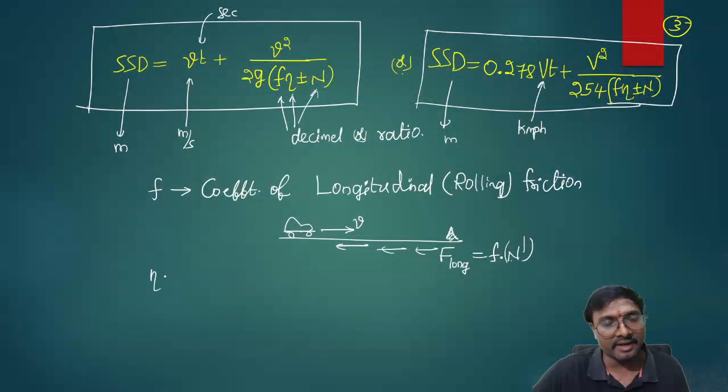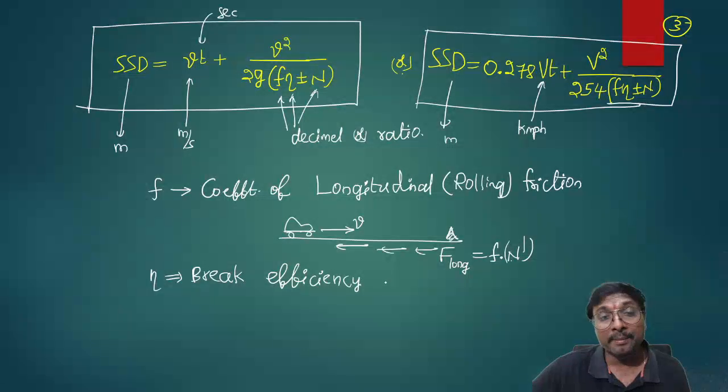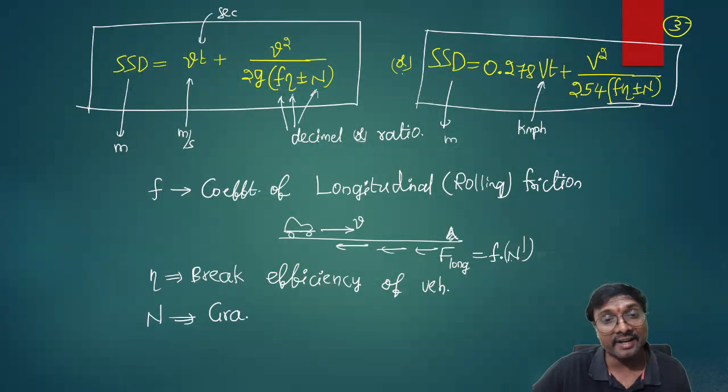Now what is that eta? Eta is nothing but your brake efficiency. Do you give a guarantee that the vehicle will always have 100% brake efficiency? No. It is the brake efficiency of this vehicle. What is that n, if you just observe? N is nothing but your gradient. So gradient means it is also the longitudinal slope only, absolutely, right? That is also longitudinal slope only.